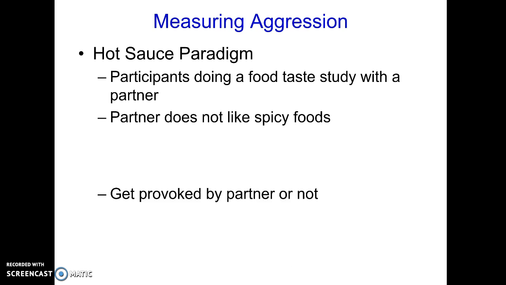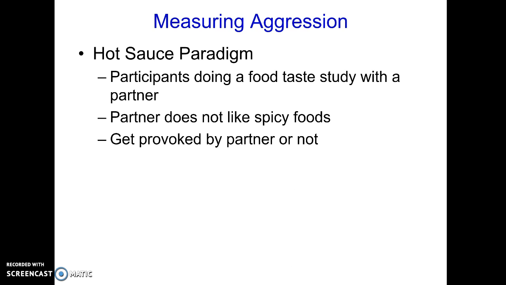Then the partner gets provoked. This is the original study that did this. I'm going to show you a study where I modified this a little bit. But in the original study, as part of this food tasting, you and your partner get to trade foods. First, you consume something that your confederate partner gave you. And that's where the provocation comes into play.